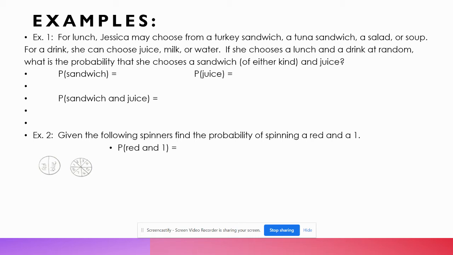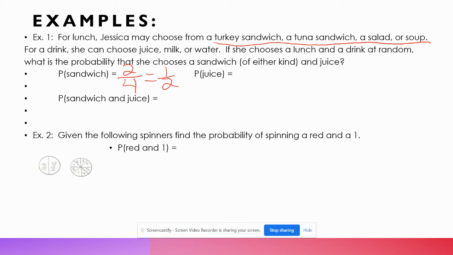Examples. Jessica can choose from a turkey, tuna, salad, or soup. She can choose juice, milk, or water. If she chooses a lunch and a drink at random, what is the probability that she chooses a sandwich of either kind and juice? So there are 2 sandwiches out of the 4 main options. Turkey, tuna are sandwiches, and then you have a salad or soup. So there's 2 of those out of 4 possibilities. Again, we want them to be in simplest form, so that'll be 1/2.